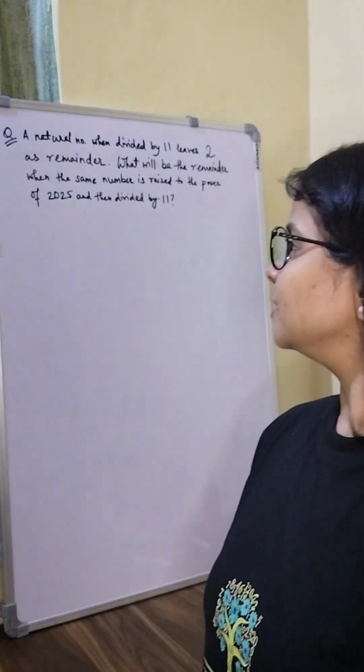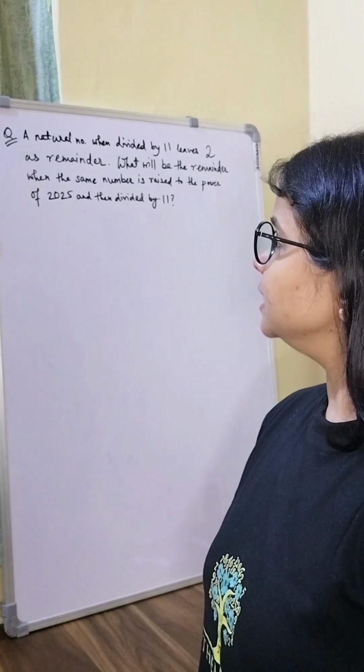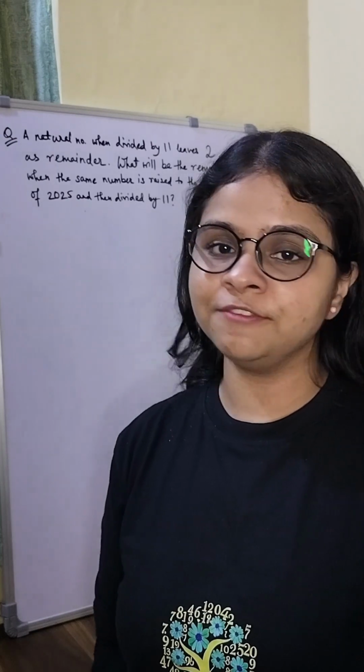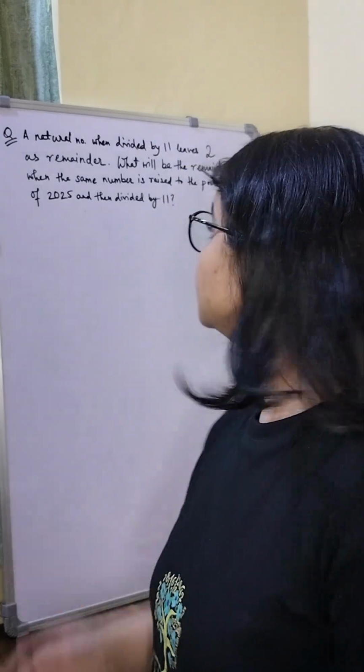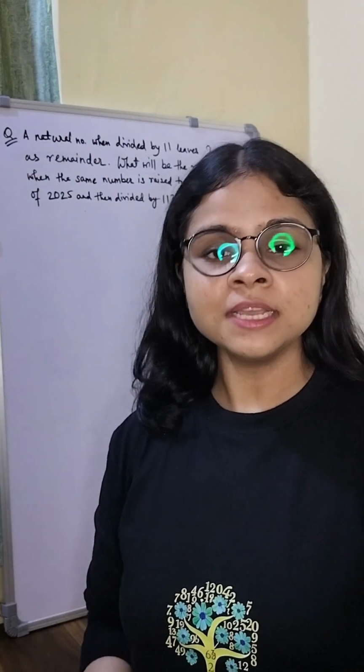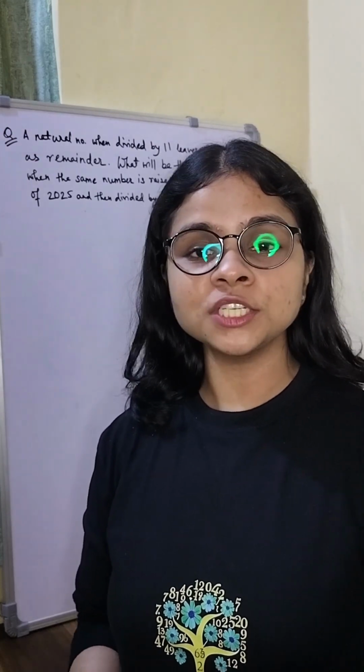This is Shreya and today we'll be discussing a problem on number theory. Let's have a look. So, you can see that it is given that a natural number is first divided by 11, okay? And the remainder is 2, right? Now, that very number is raised to the power of 2025. So now the question is: when this number raised to the power 2025 is divided by 11, what will the remainder be? Okay? So let's move on to the solution.